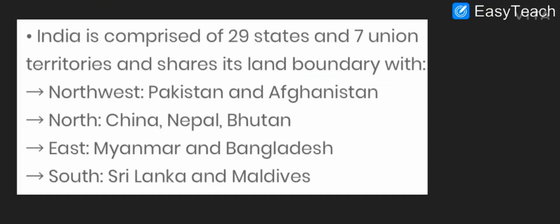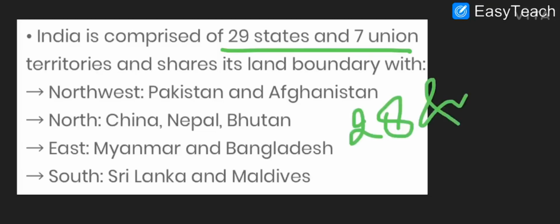Next, India comprises 29 states and 7 union territories. It is given, just correct it. So just correct that. It's 28 states and 8 union territories. Please correct this. It is not 29 states and 7 union territories. It is 28 states and 8 union territories.